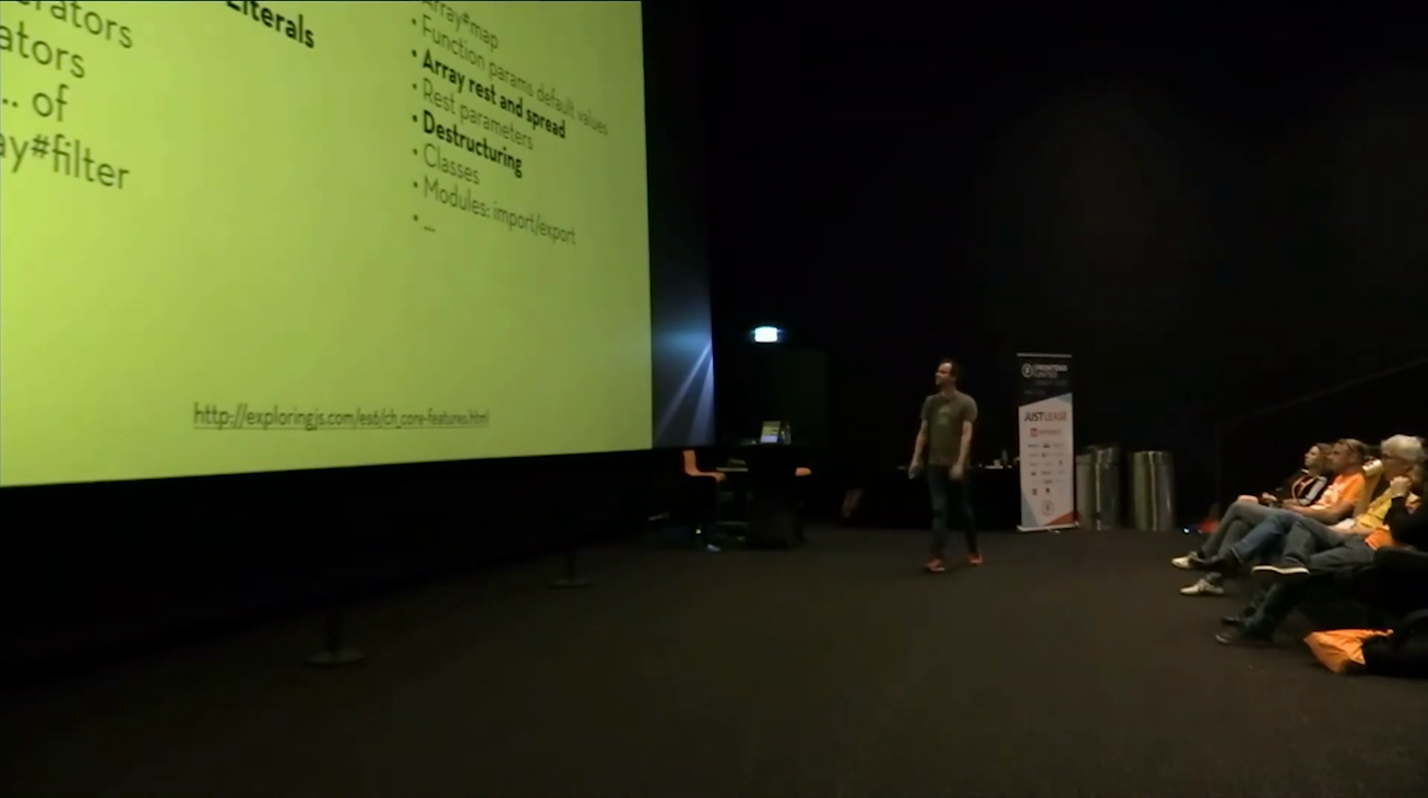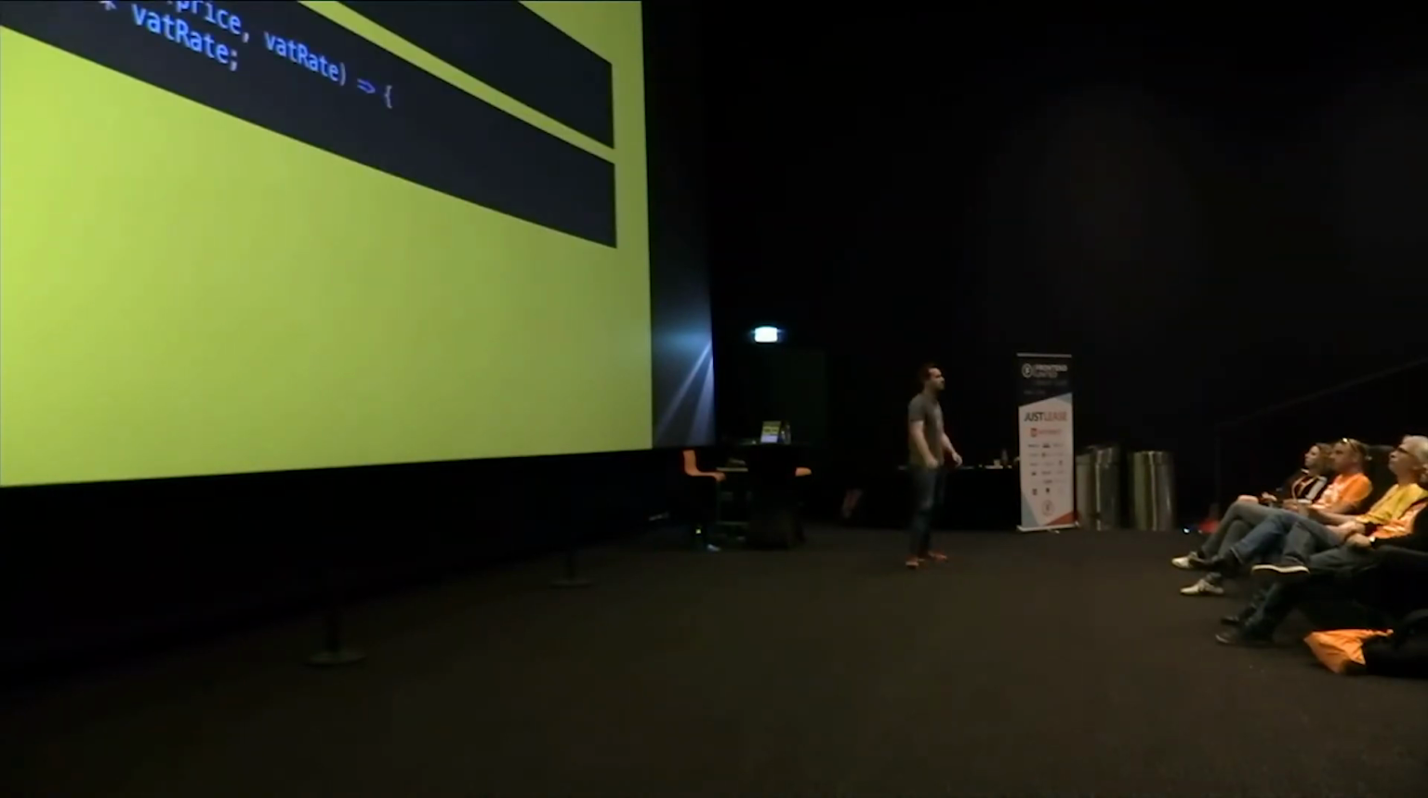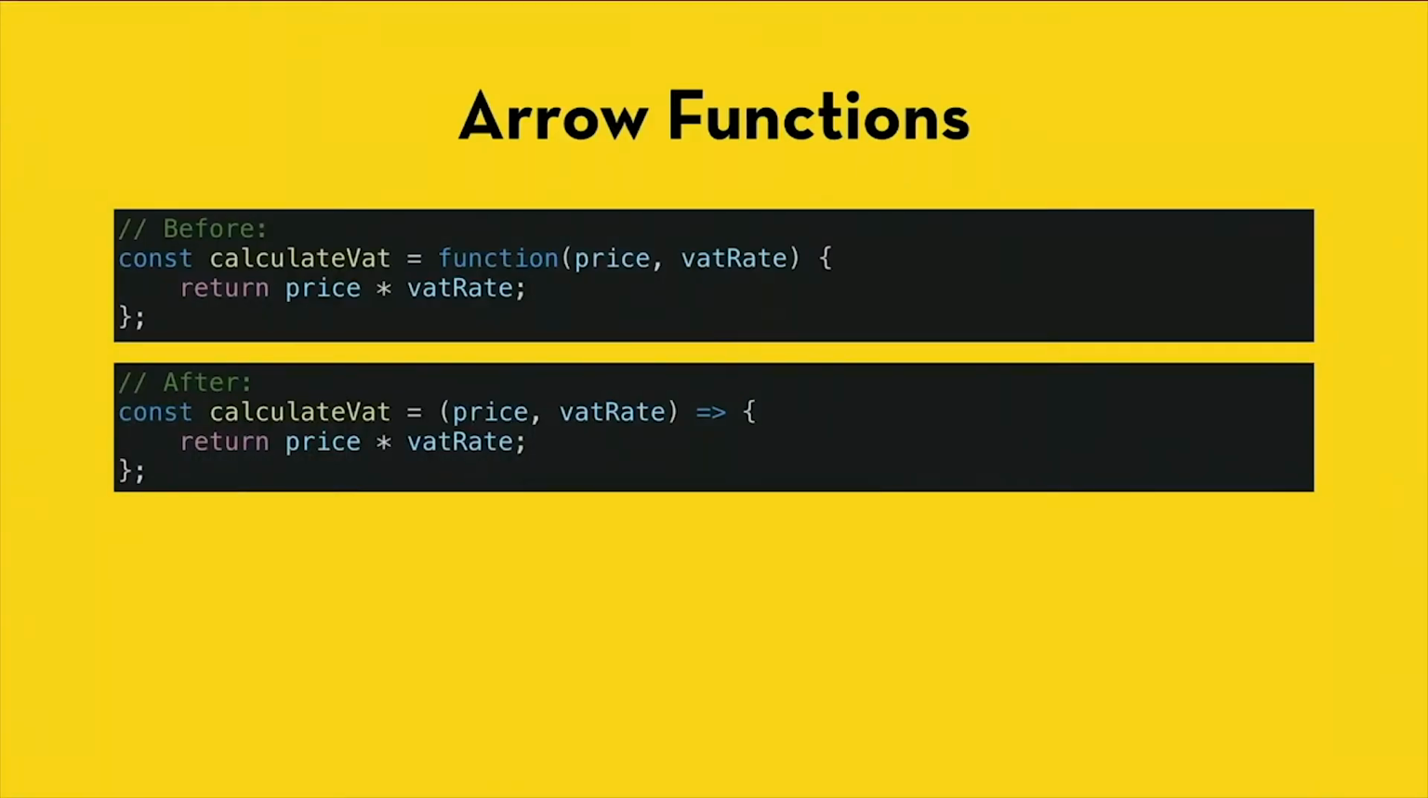All right, awesome, cool. So arrow functions, it's really easy. At first I was like, what? But then it was really easy. You just drop the function keyword and replace it with the arrow over there.